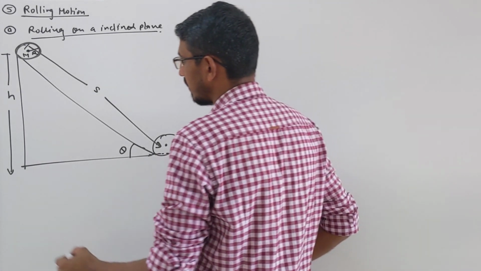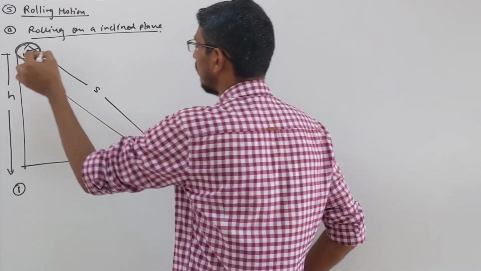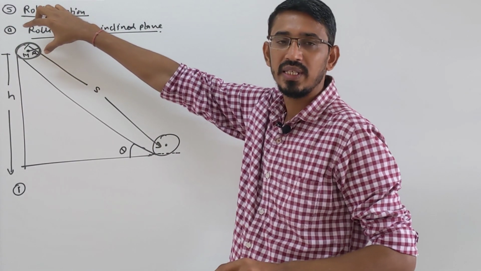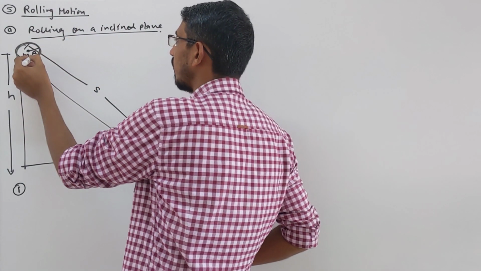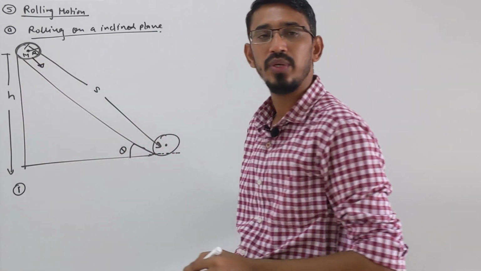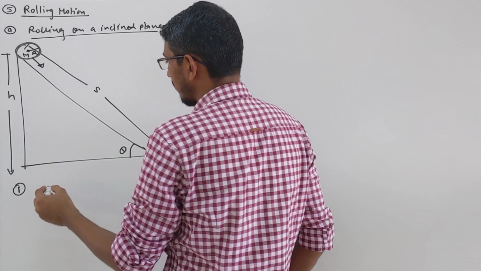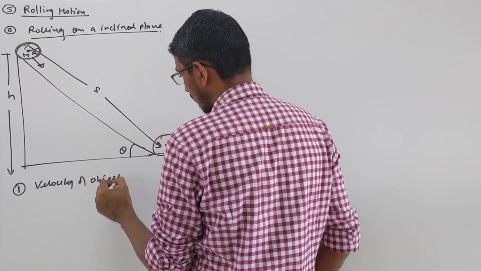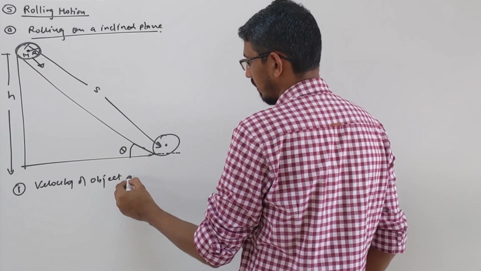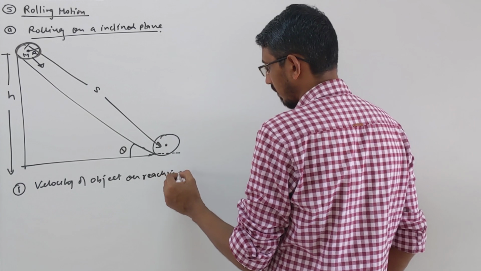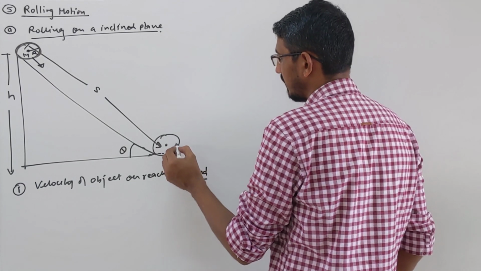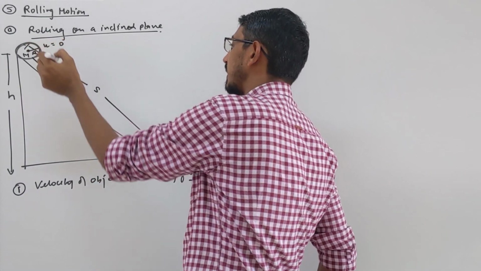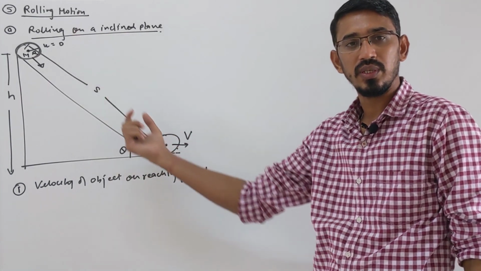So the first question: a body is placed at the top of an inclined plane and is now allowed to roll. We are assuming it is purely rolling, and doing all calculations assuming pure rolling. We are interested in knowing the velocity of the object on reaching the ground. When the object comes to this point, at what velocity does it come? It starts with initial velocity 0 at the top, then at what velocity will it be when it comes to the ground?